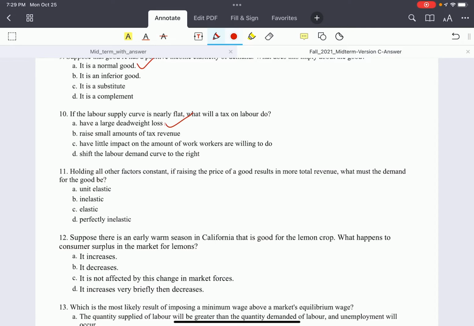Okay, 11th. Holding all other factors constant, if raising the price of a good results in more total revenue, what must the demand for the good be? Well, this one is pretty much the same as the previous one. It says if price increases, then revenue increases. This implies that the demand is actually inelastic, right? So you should choose B here.